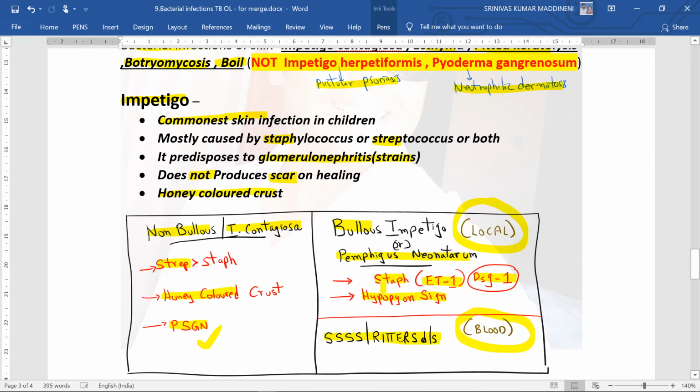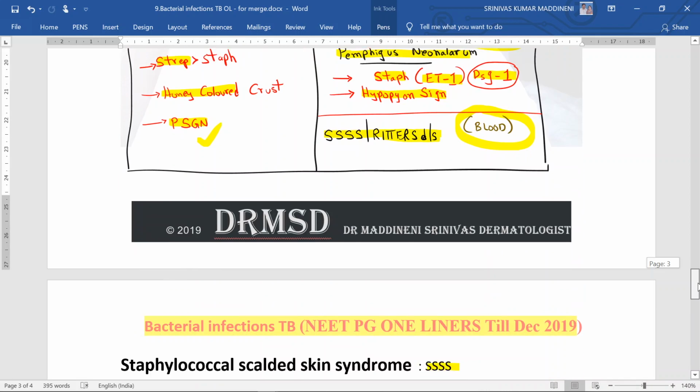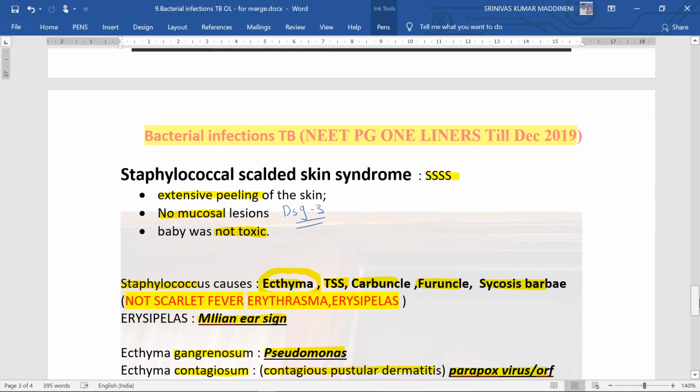It is caused only by staph, which produces epidermolytic toxin 1, which causes destruction of desmoglein 1. There will be hypopyon, and there is another condition, staphylococcal scalded skin syndrome, also called Ritter's disease. The main difference between these two is that in bullous impetigo the activity of epidermolytic toxin is local, whereas in Ritter's disease it is spread hematogenously, so it involves all the areas of the body. There will be extensive peeling of the skin in this.